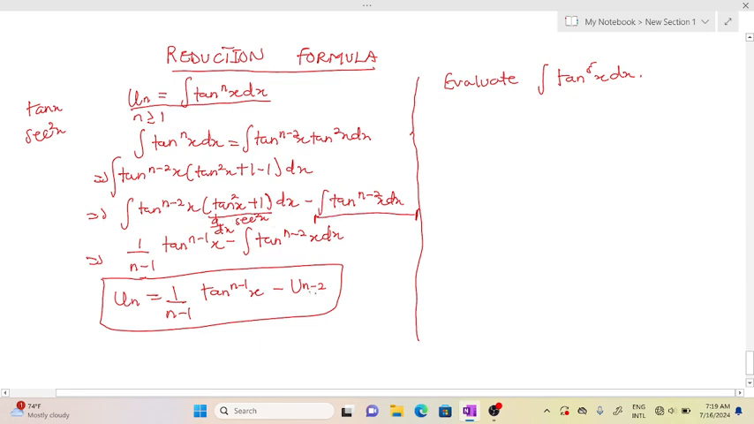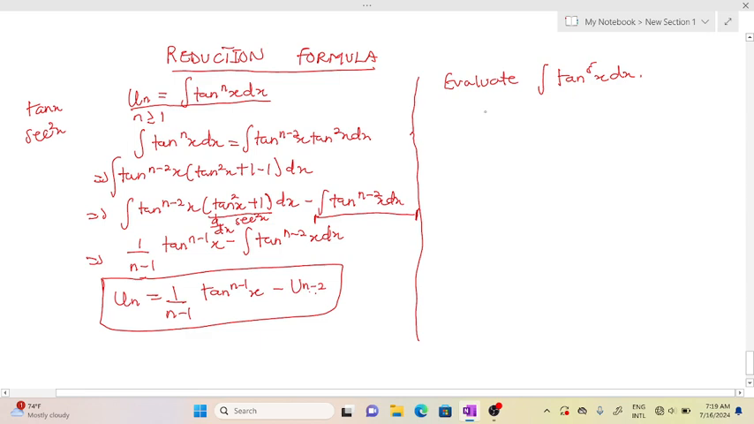So in all, forget about this proof if I'm not really getting it. Then have this in mind: the reduction formula for tan to the power n of x is always given as 1 over n minus 1 tan to the power n minus 1 of x minus u sub n minus 2. Then let's solve this problem here.